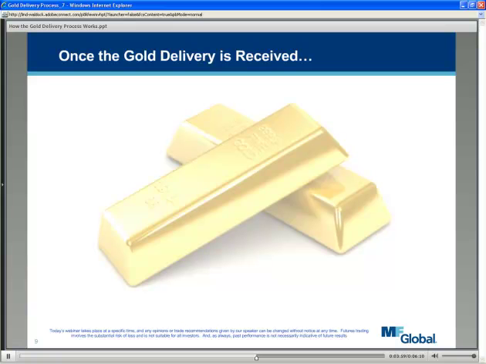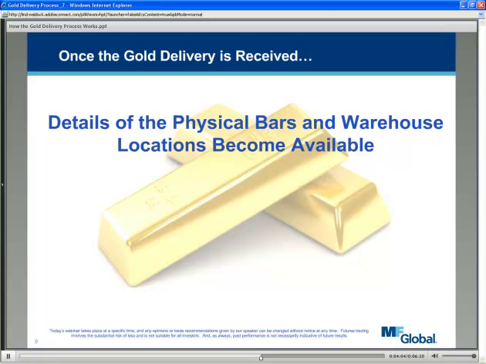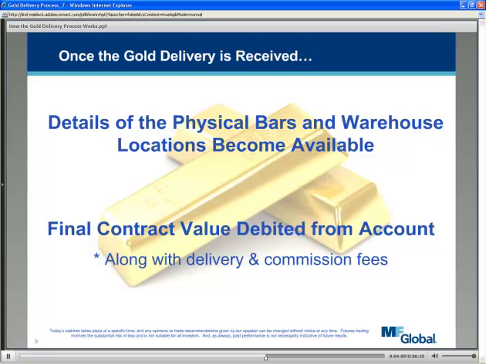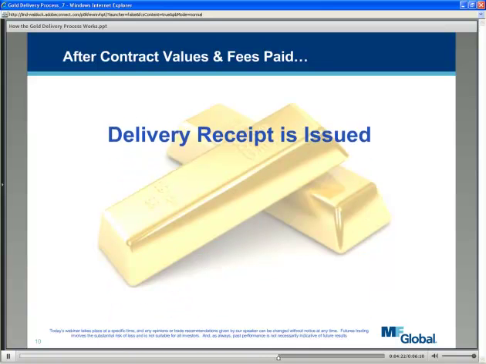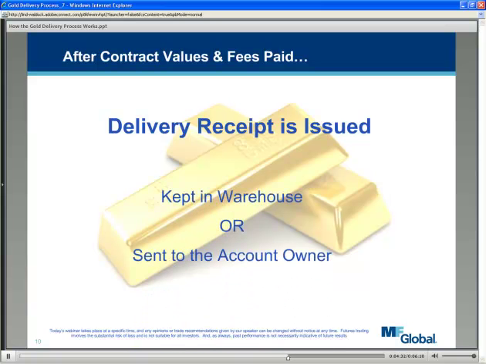Once delivery notification is received, the details of the physical bars and warehouse location become available. The final contract value is then calculated based on the total number of ounces delivered and deducted from the account along with the delivery and commission fees. After the full contract value and fees are paid, the warehouse receipts are transferred to the client's account. At this point, the owner of the warehouse receipts has the option to keep the bars in the warehouse or make arrangements to take physical possession.